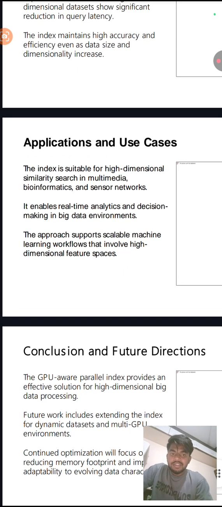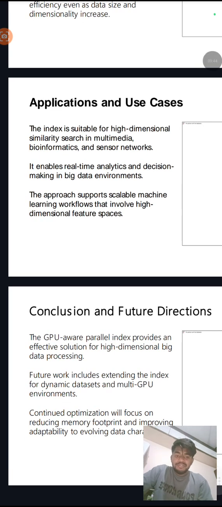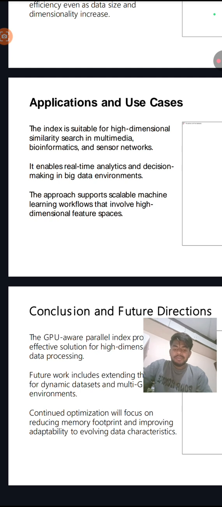Conclusion and future directions. The GPU aware parallel indexing provides an effective solution for high dimensional big data processing. Future work includes extending the index for dynamic data sets and multi-GPU environments. Continuing optimization will focus on reducing memory footprint and improving adaptability to evolving data characteristics.